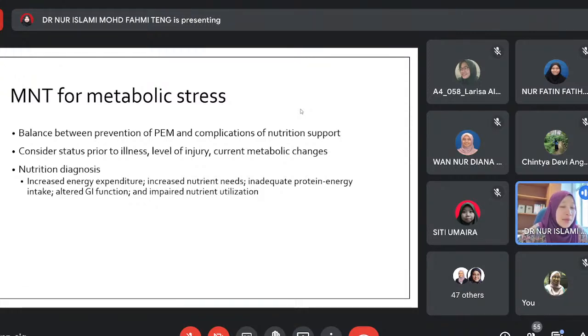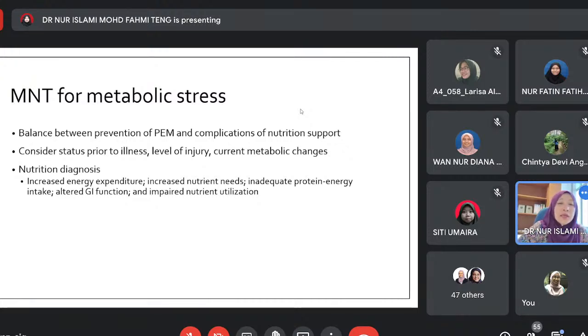I already mentioned to you tadi in the earlier lecture, we discussed about what happened during the metabolic changes, what is the flow, what are the phases involved, so we need to take into account the process, the flow and the phases as well. So that's why reassessment, proper follow up, regular follow up to the patient is important.